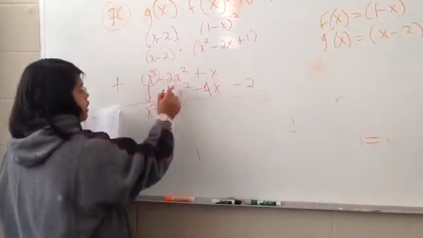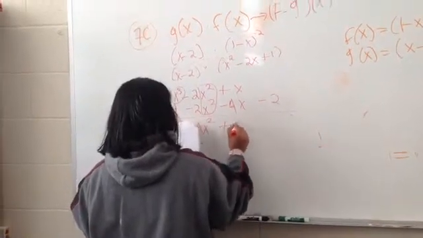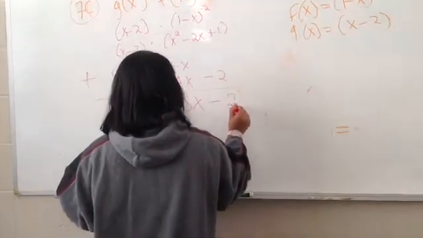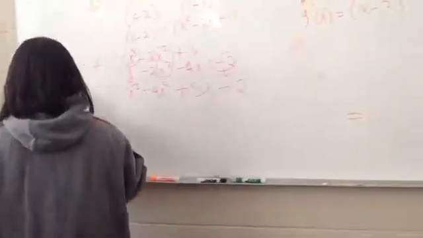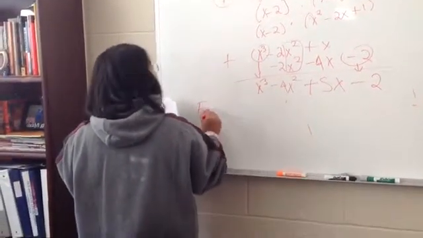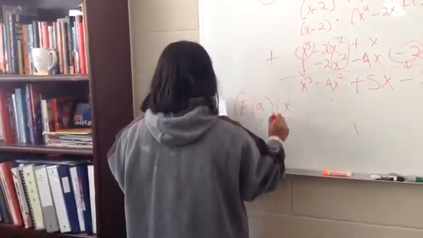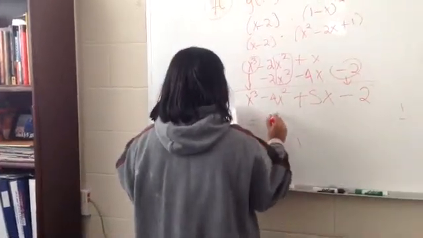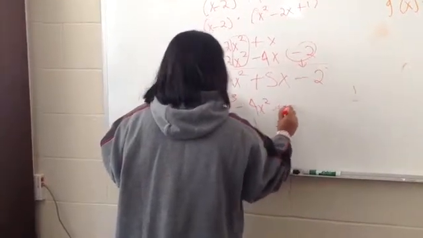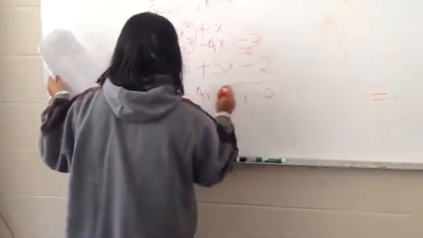You will not add the variable and the exponents. Those will stay the same. And then plus 5x minus 2. So this comes right down. And then we will be ending up with f times g of x is equal to x to the third minus 4x squared plus 5x minus 2. And that will be our solution here.